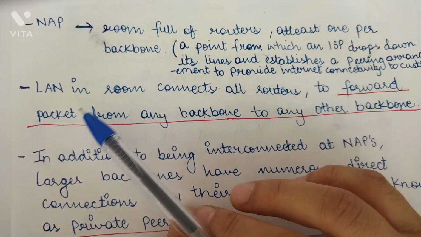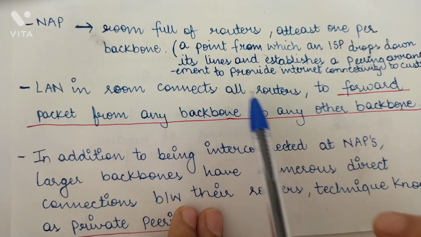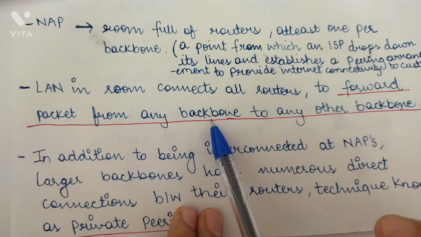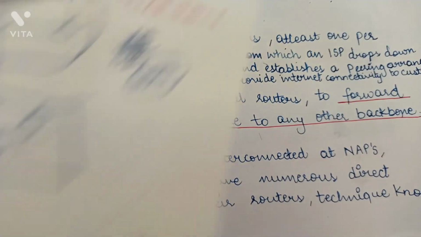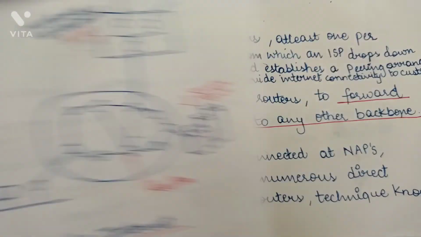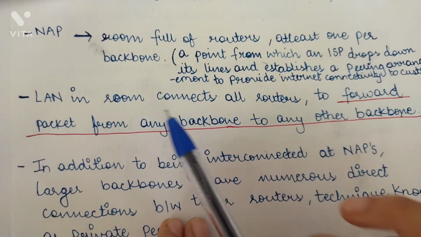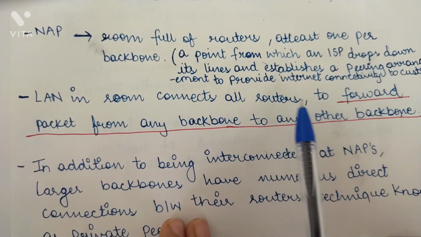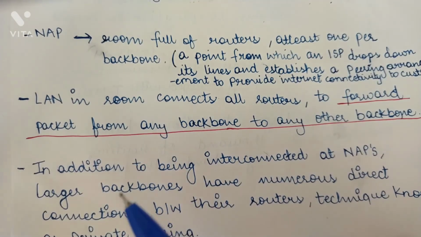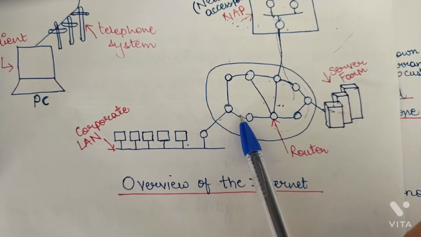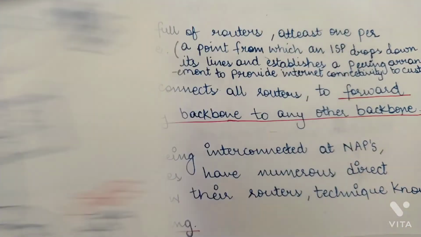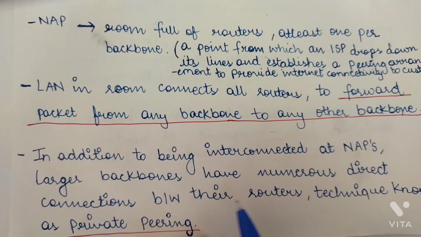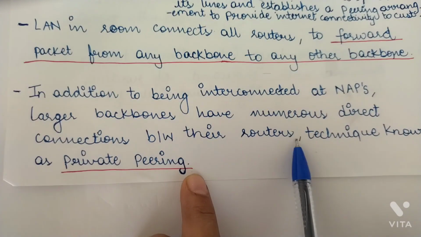Now, the local area networks or LANs in a room connect all routers to forward packets from any backbone to any other backbone. So these are various LANs, as you could see that we have various LANs here. These are the LANs that are connected to backbones through the routers. The LANs are first of all connected to all routers, and these routers are then further connected to the backbone. The LANs send the packets to the routers, and the routers are connected to the backbone, so the routers then send the packets to the backbones and have numerous direct connections between their routers, and this technique is known as private peering.